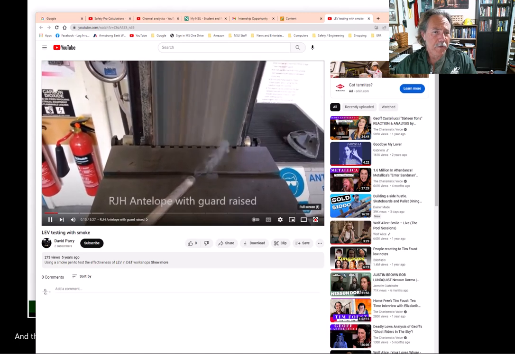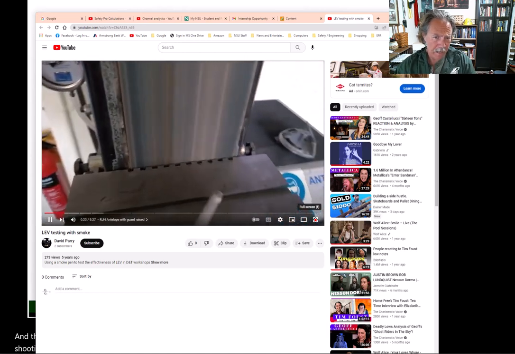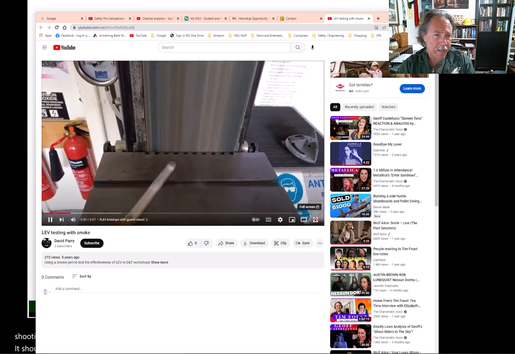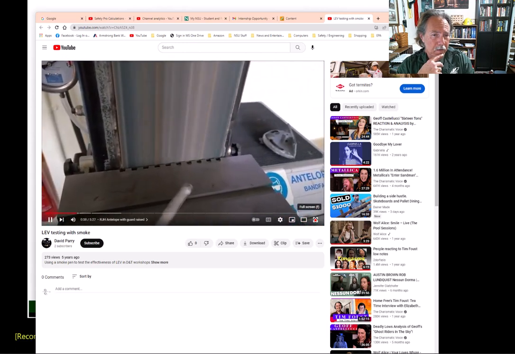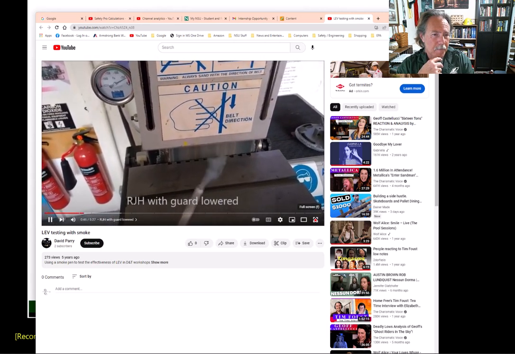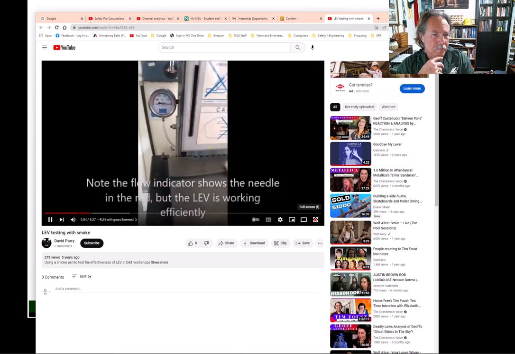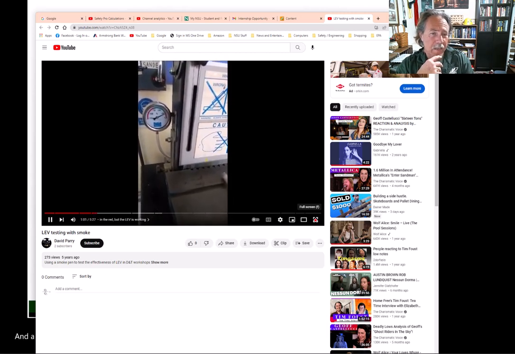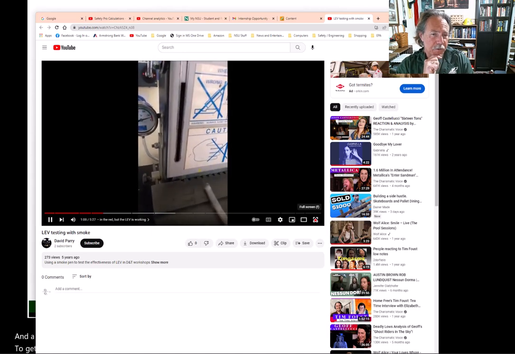There is no audio with this, but you can see they're using a smoke tube, or they're calling it a smoke pencil. They're shooting some smoke out there to see if it's being captured. This is a belt sanding system. Material should be sucked down into the sanding table there. It's a real simple test, anybody can do this to get a basic understanding of whether your system is doing what it's supposed to be doing.